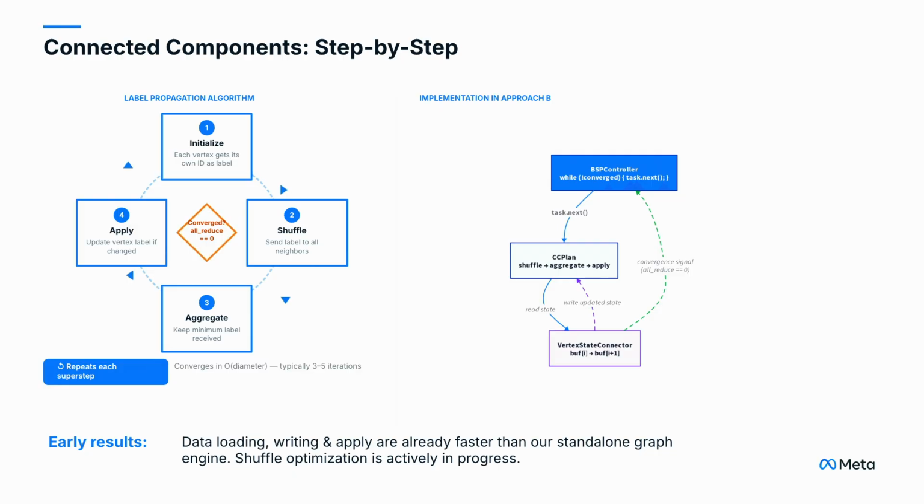With this prototype, we benchmarked it against our standalone graph engine. We did the benchmark with different scales of graphs, like small and medium size graphs. The early results give us confidence that Velox is the right foundation to build on. The data loading, data writing, and the apply logic are faster than our standalone graph engine. But the exchange part is still slower than the standalone graph engine. Right now, we are still working on the exchange part.